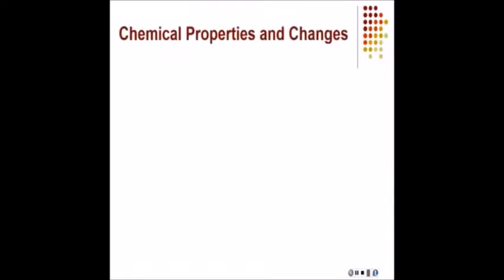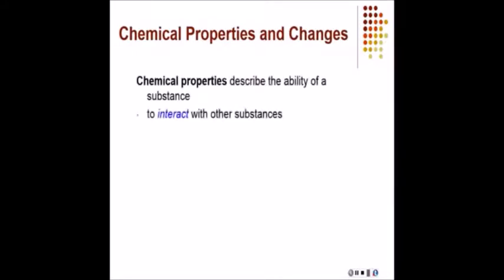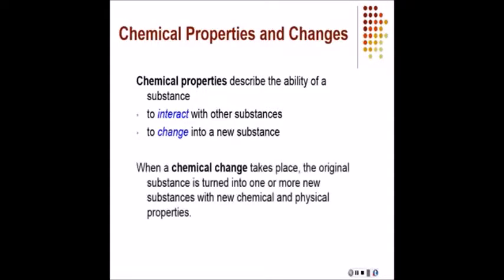Now, chemical properties and changes. Chemical properties describe the ability of a substance to interact with other substances. So many times a chemical property is easy to recognize because it'll mention 2 substances in the property. All right, chemical properties, when a substance undergoes a chemical change, there'll be a change in its properties as it becomes a new substance. So the original substance is turned into one or more new substances with new chemical and physical properties.